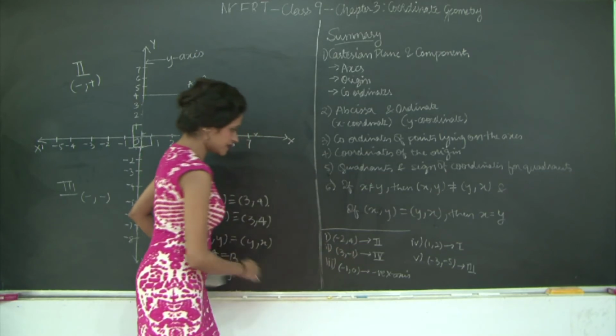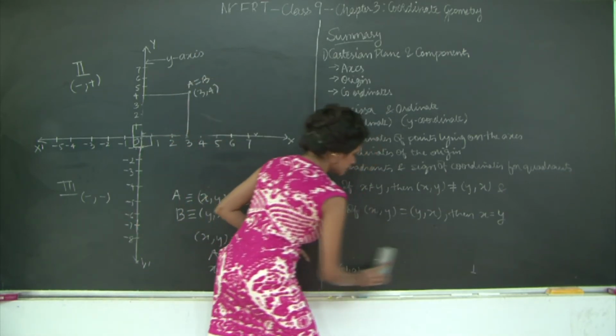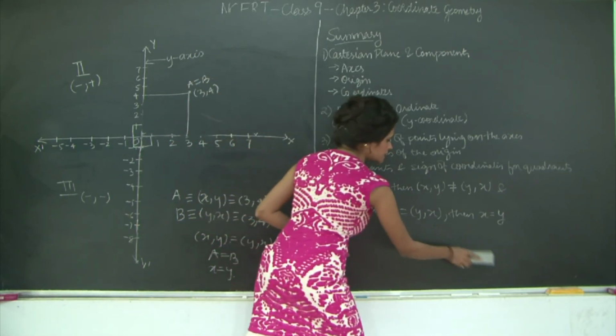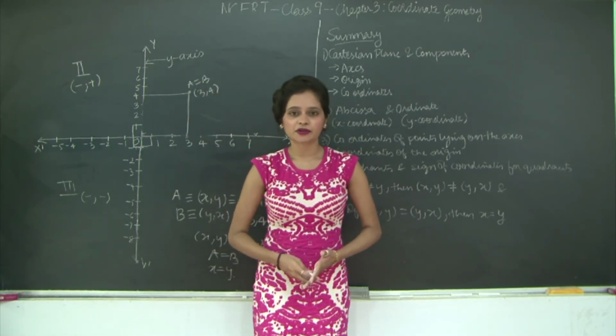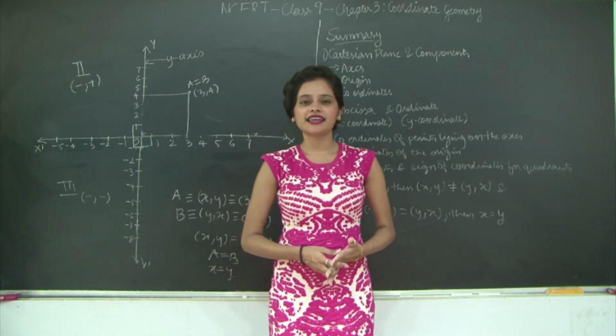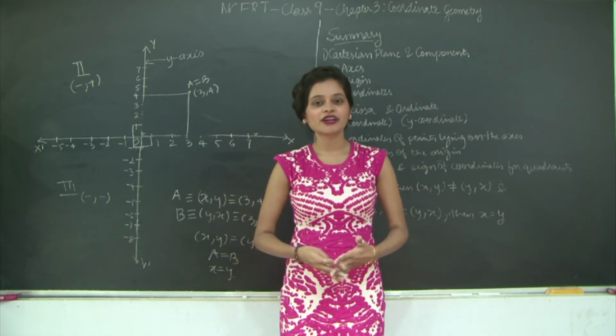This was from the previous exercise, so it's not a part of the summary. Since I did not have space for the last exercise, we solved it. Okay, so with this we wind up our chapter coordinate geometry. We'll take a look at the exercise for chapter 4 in the next class.